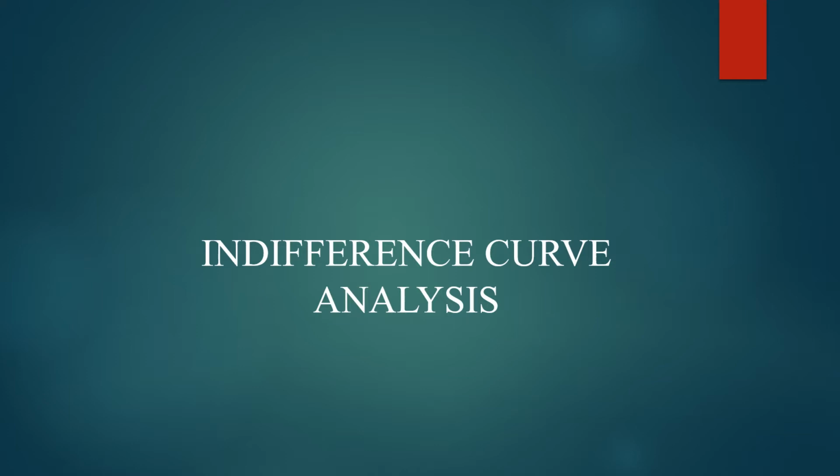According to the cardinal utility approach, utility can be measured. According to the ordinal utility approach, utility cannot be measured, but it can be compared. The first unit is giving more satisfaction than the second one, and the second is giving more satisfaction than the third one. Like that, we can compare. So now let us discuss what is indifference curve analysis. This theory was given by Hicks.